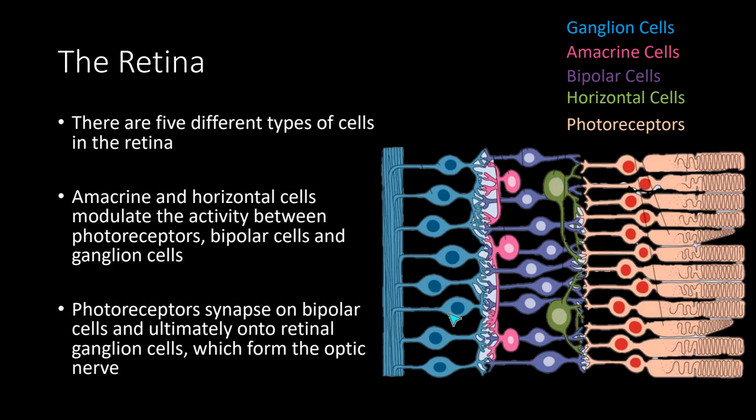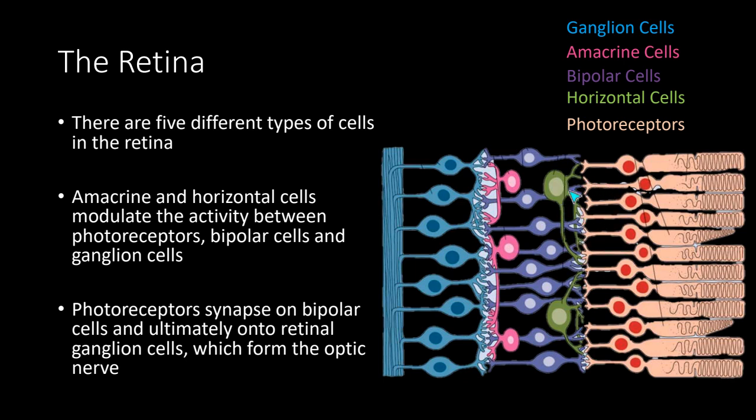So this network of cells, a circuit of cells, transmits that incoming light information, which is converted to neural signals by the rods and cones. These converted signals travel through these different layers of the retina and ultimately end up in the ganglion cells, which form the optic nerve. So the amacrine cells and the horizontal cells are similar in that they modulate the activity between the other layers that they are connected with.